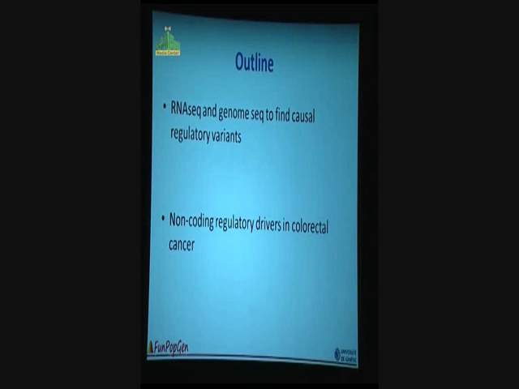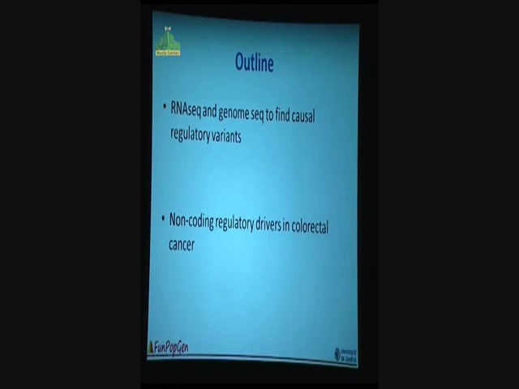The second thing I'm going to address is to show you some of our recent results in trying to get to regulatory effects in cancer, in colorectal cancer in particular, and try to get to non-coding drivers, which has been one of the very difficult areas given the non-coding space and how little we actually know about interpreting single variations and somatic mutations.